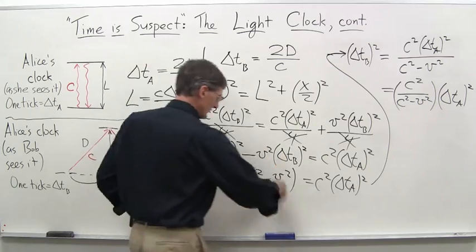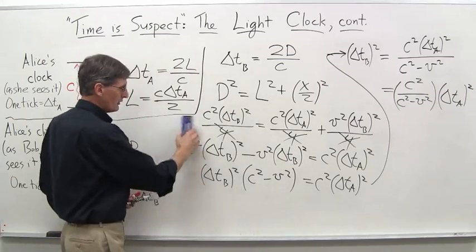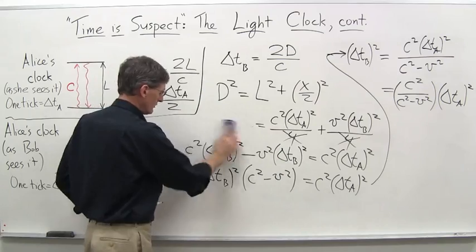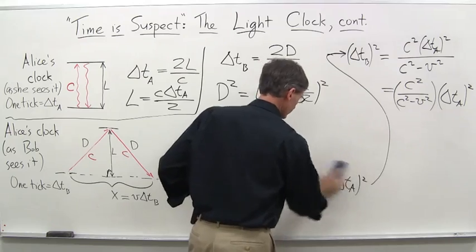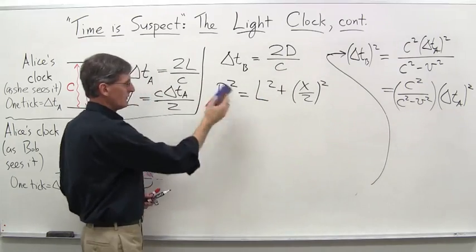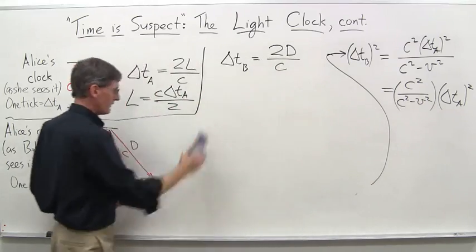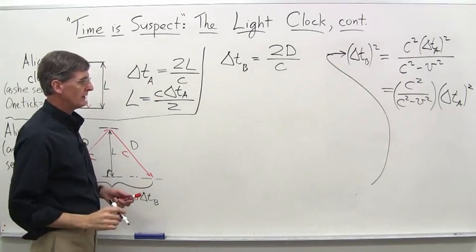And now let's bring it back to the center of the board. So we've done all these manipulations here. We don't need this anymore either. We'll leave up our original delta TB there.